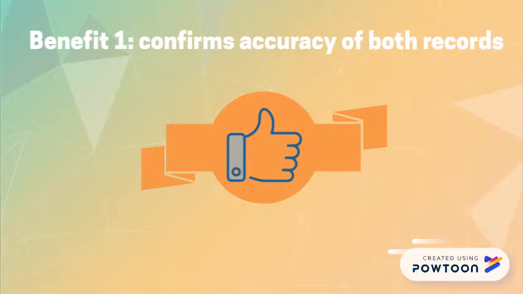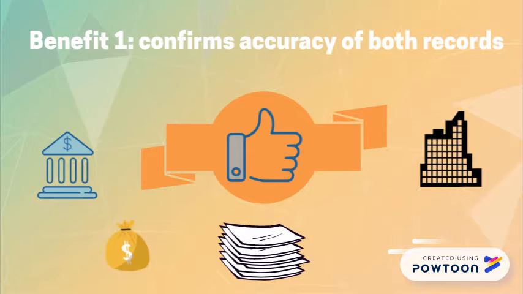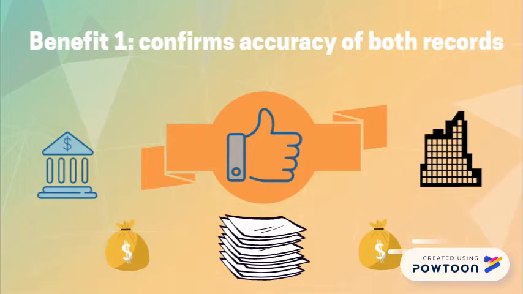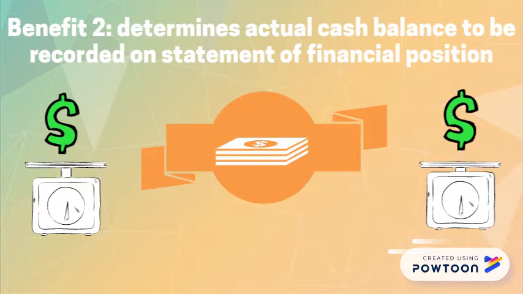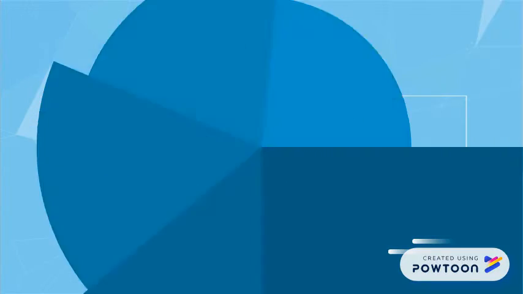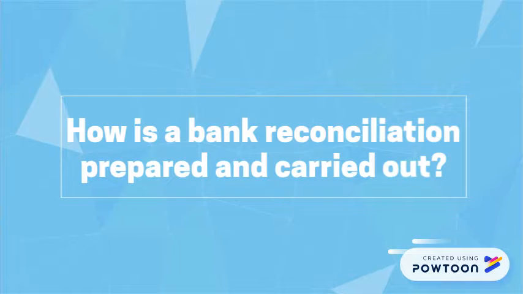balance? Well, firstly, it confirms the accuracy of both records, which can allow companies to refine their transaction recording process. As well as this, it determines the actual cash balance to be reported on the statement of financial position by the company. But how is a bank reconciliation actually prepared or carried out? Let me explain the 3 key steps to you.